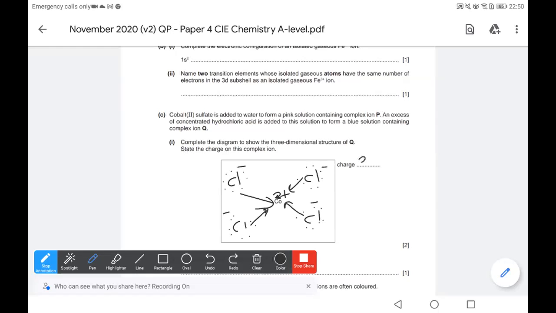So it's 2 minus. The name is tetrachlorocobaltate(II). It's a negative ion, so it ends with the suffix -ate, cobaltate. This is the nomenclature of d block or transition element compounds.